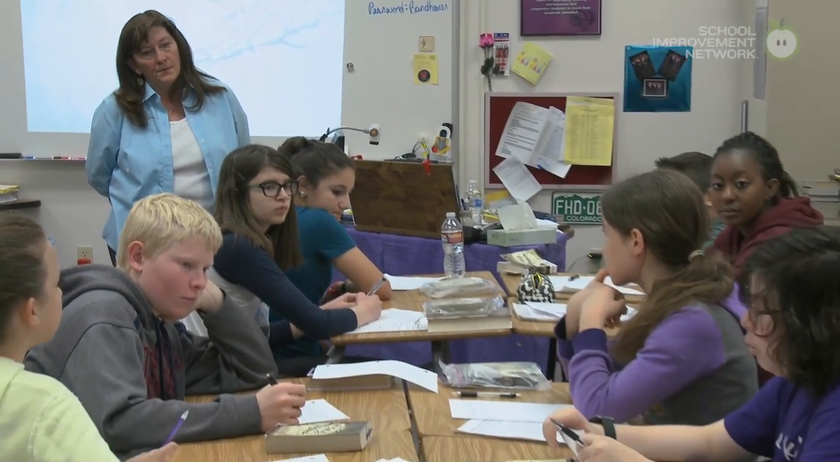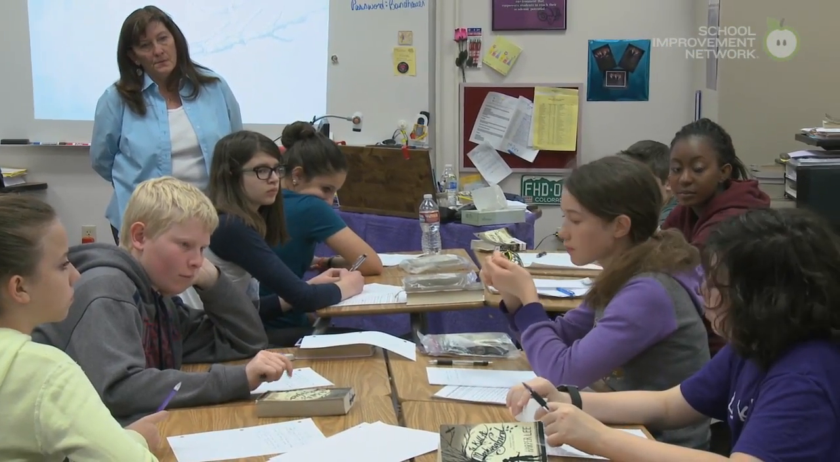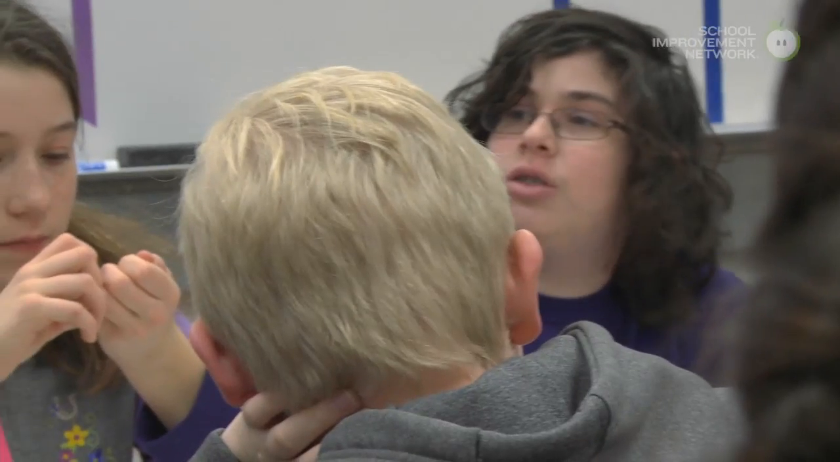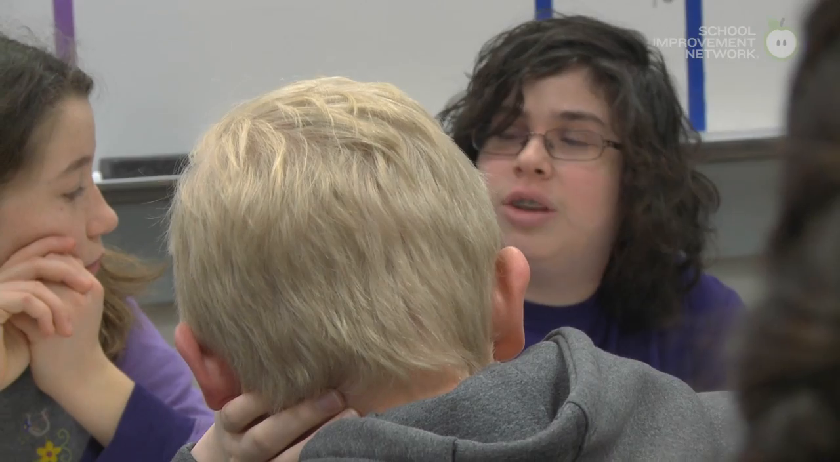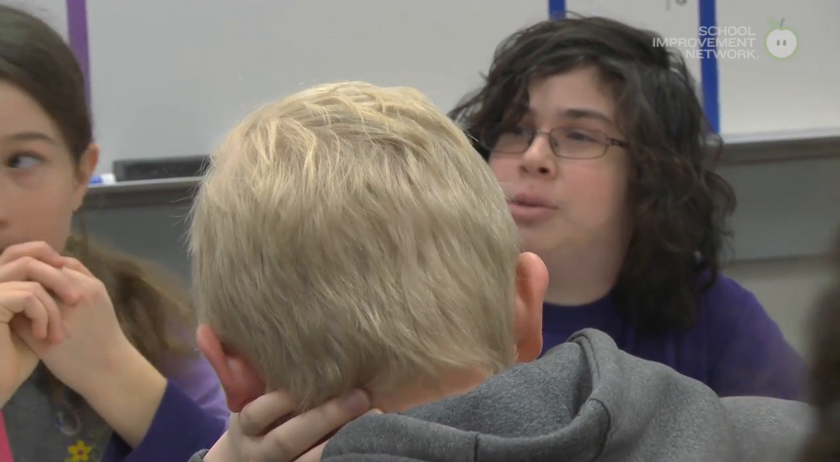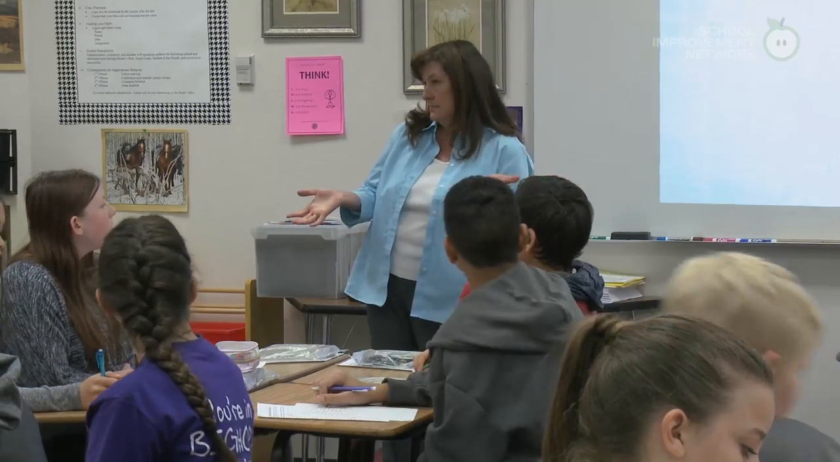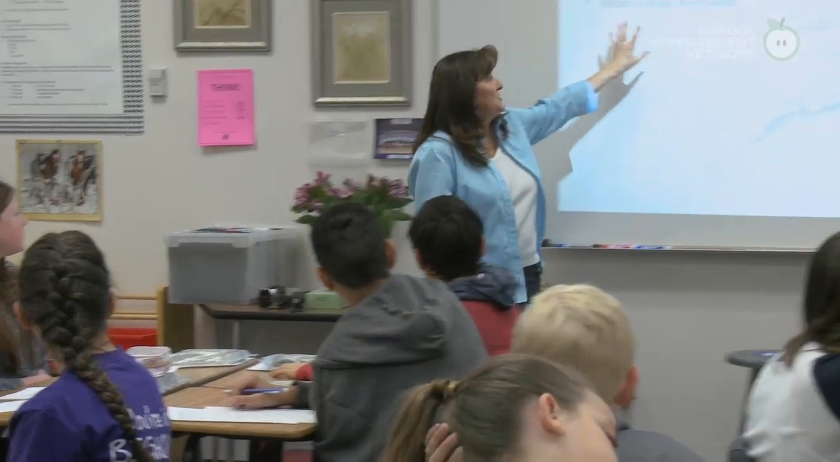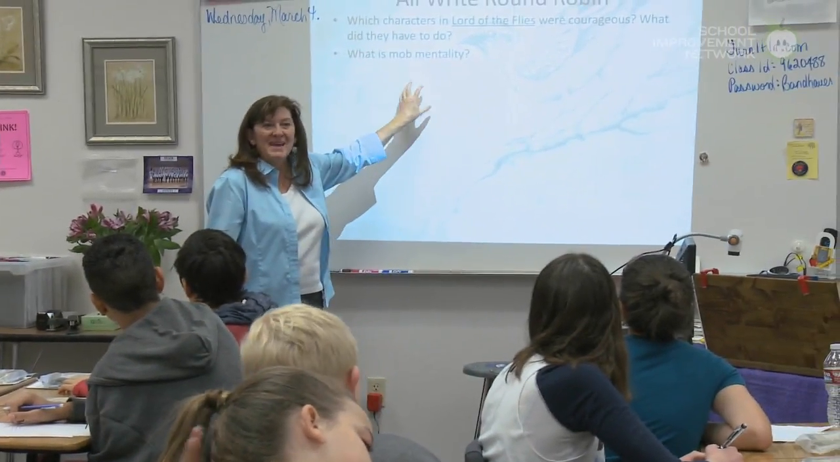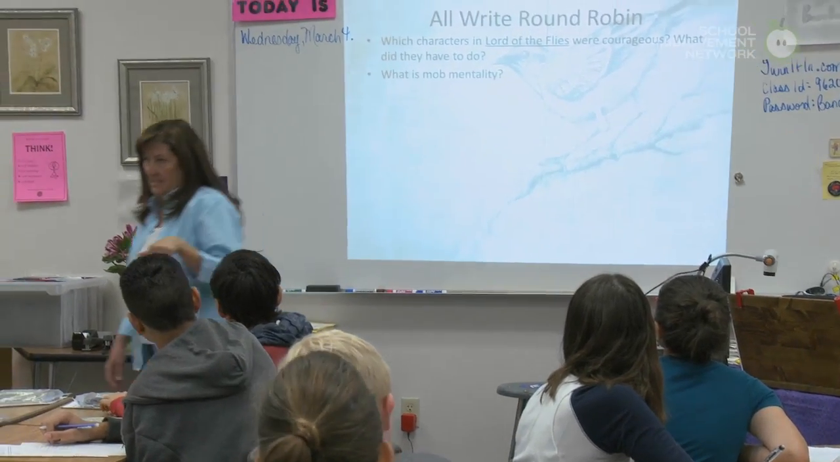Daniel, what'd your group say? My group said that all the major characters that were developed were courageous because they stood up for what they believed in. They were willing to fight for it, and even some of them died just to help support their cause. Who died? Piggy and Simon. Okay. What do you think mob mentality means?